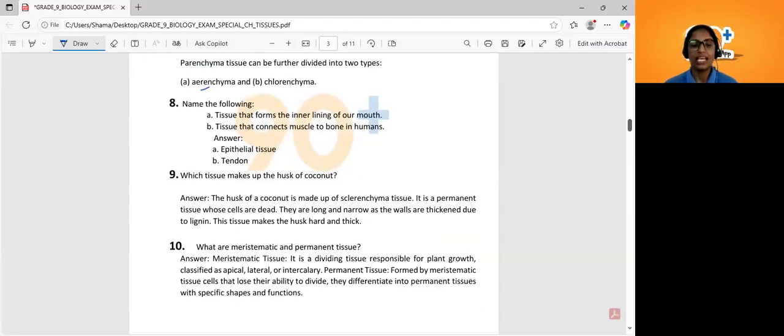And the eighth question is, name the following: the tissue that forms the inner lining of our mouth and the tissue that connects muscle to bone in humans. So the tissue that forms the inner lining of our mouth is epithelial tissue. Epithelial tissue is the correct answer. Now the tissue that connects a muscle to bone in human beings is tendon. Again, this type of question is important. You will get a question for name the following. It will be asked, where is this tissue found? So a question will be asked. Again, this type of question is very important.